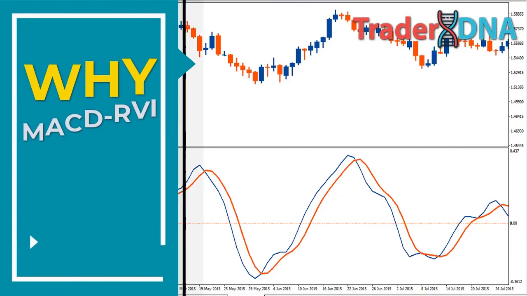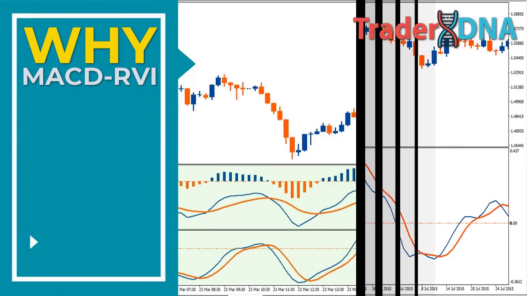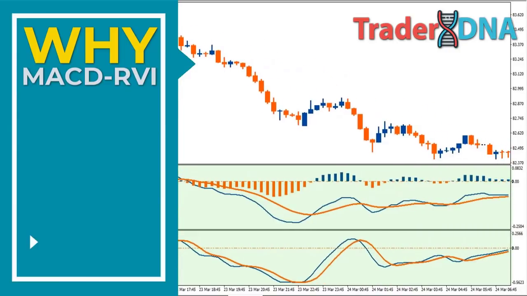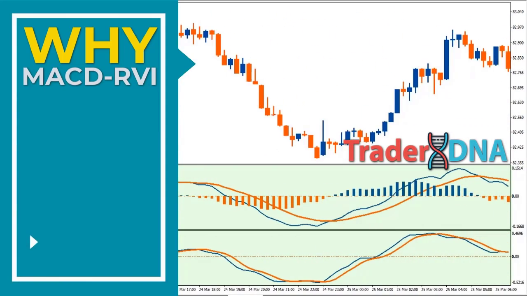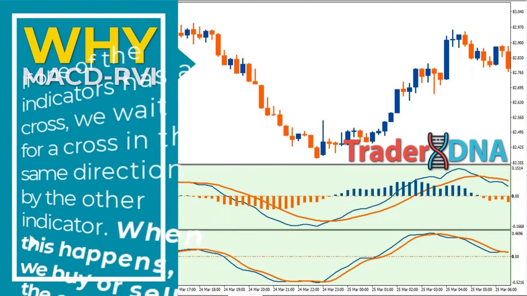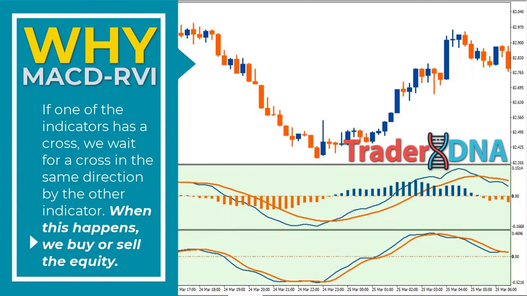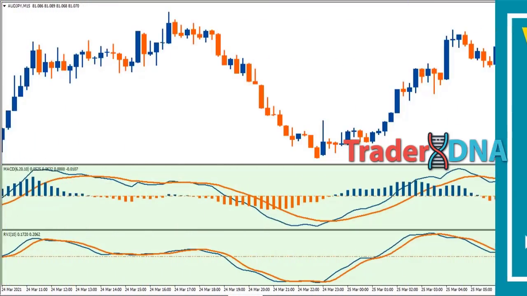And now, why the MACD Relative Vigor Index Trading Strategy? The basic idea behind combining these two tools is to match crossovers. In other words, if one of the indicators has a cross, we wait for a cross in the same direction by the other indicator. When this happens, we buy or sell the equity.